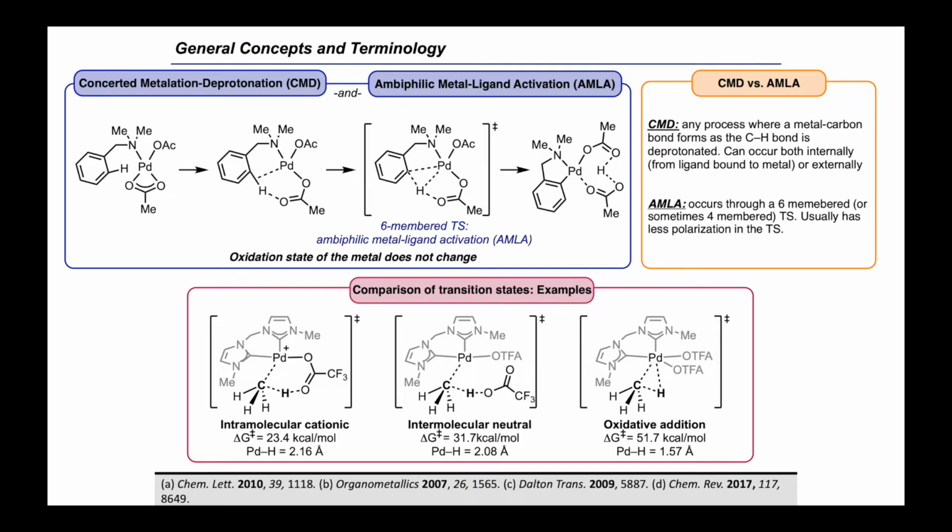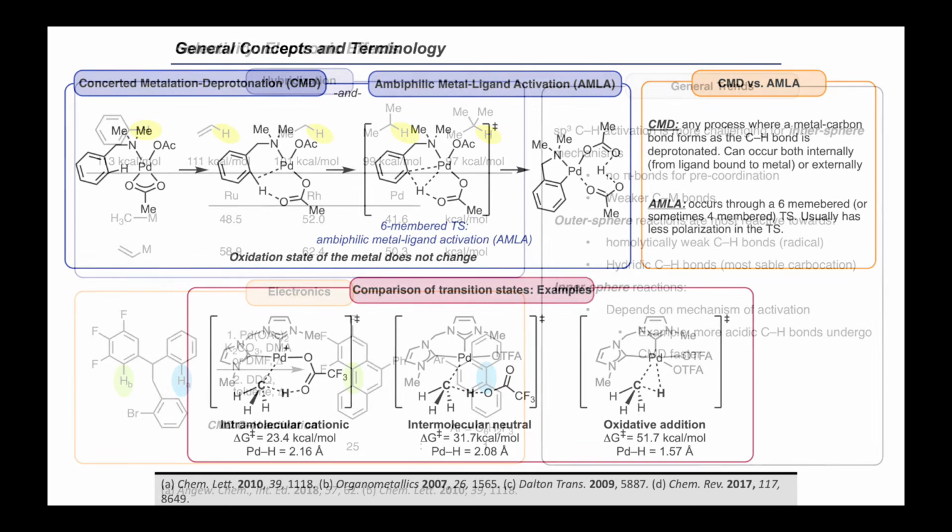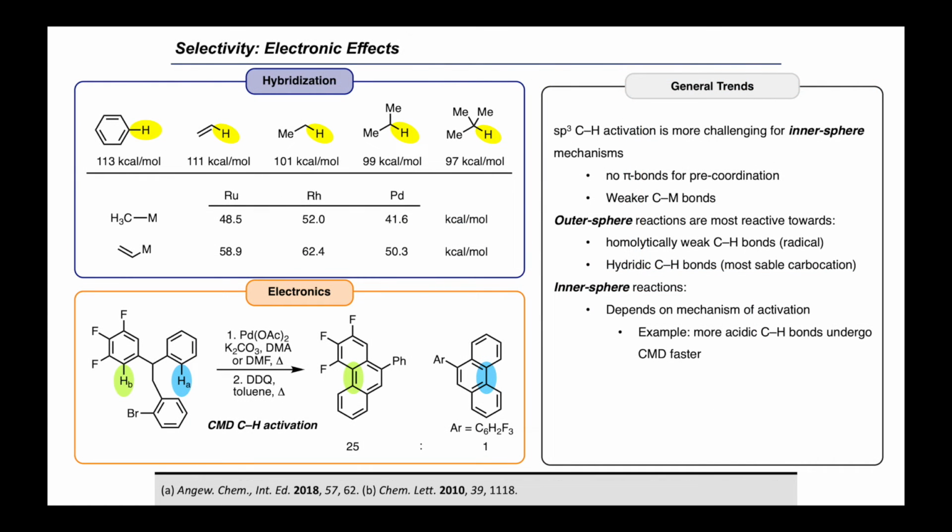Now that we have seen how transition metals can activate CH bonds, we will look into some of the principles that dictate site selectivity of CH bond functionalization. We will start off by going over which types of CH bonds are reactive under which types of mechanisms.